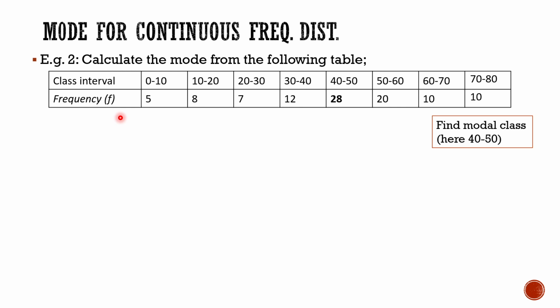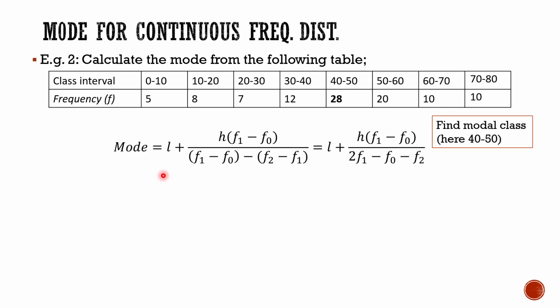Now first of all, we'll find the modal class, and as you can see the maximum frequency is 28 and there are no such irregularities in this frequency distribution. Most of the values are densely clustered around this modal class. So we have found the modal class, but for the exact value of mode, we'll have to use this particular formula. So mode is actually L plus H into F1 minus F0, divided by 2 F1 minus F0 minus F2.